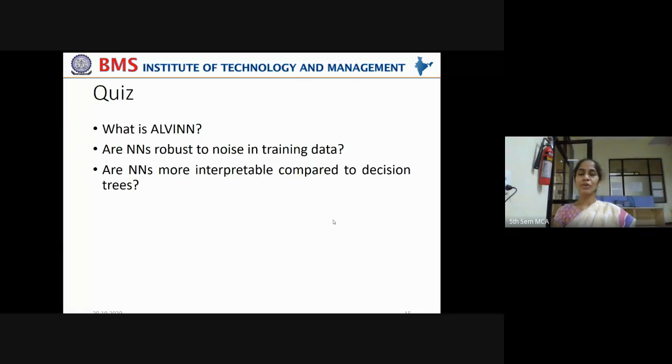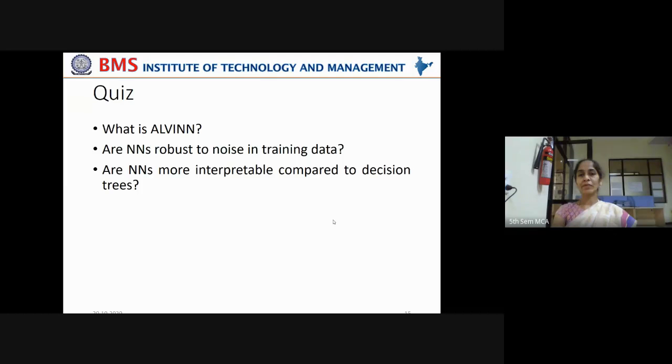Are neural networks robust to noise in training data? Yes or no? Students, what is the important feature of neural networks? It is robust to noise in training data, right? It is robust to noisy training data. Though there is noise in the training data, its predictability or its performance doesn't degrade because of that noise.